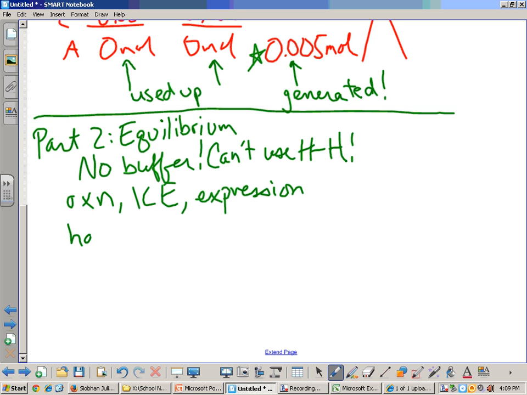We have 0.005 moles, and I'm going to write this as the base, OAC minus, the acetate ion. That's the thing that's impacting the pH, right? It's coming from the sodium acetate. So we can start by recalculating molarity, because we're going to need that.